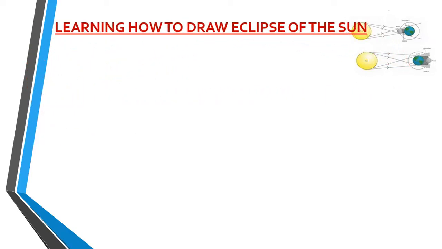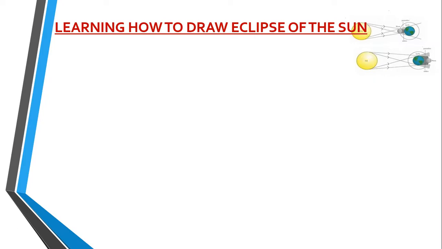Of course, you need your straight edge or ruler, you need your pencil, and if possible, your eraser, and maybe your pen for labeling. Now, in order to draw eclipse of the sun, we need to be aware of the three heavenly bodies that are arranged for eclipse of the sun to occur. We have sun, we have moon, and we have the earth.